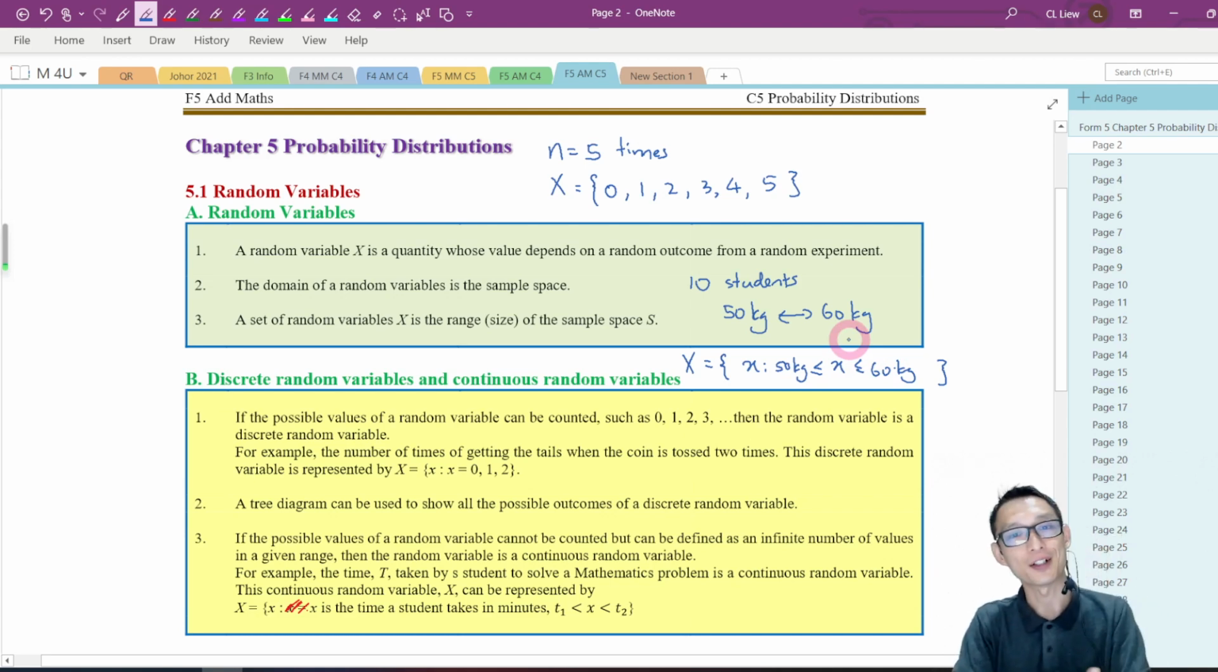Okay, now hopefully you understand what is discrete random variable, which we can count it, and what is continuous random variable. It just goes continuously. We do not count it, but we can measure it. Now let's look at some example.